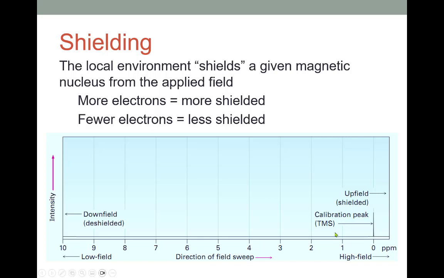Atoms that are closer to electronegative atoms, for instance, have some of that electron density pulled away, or so-called de-shielded, from them. And we'll see those showing up towards the left side. The left side of this area is called the low field or downfield side. This is where the atoms are somewhat de-shielded.